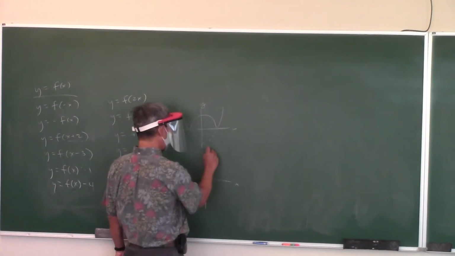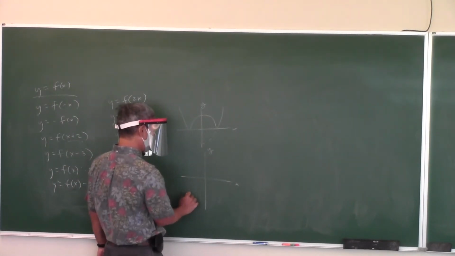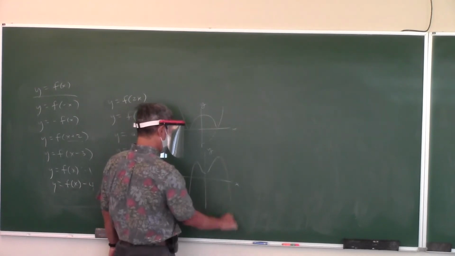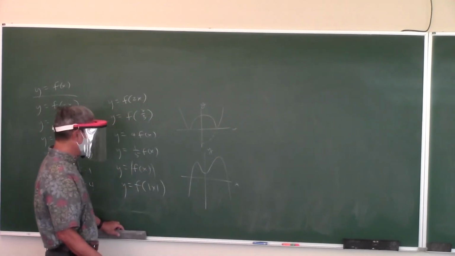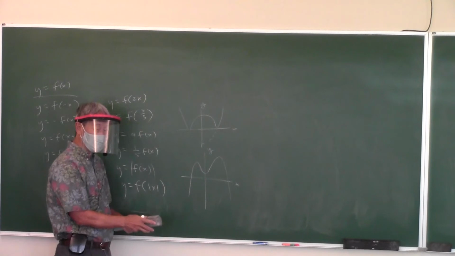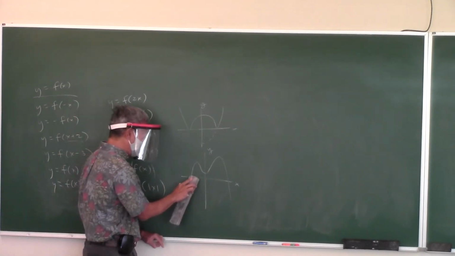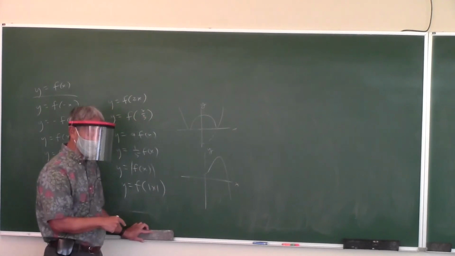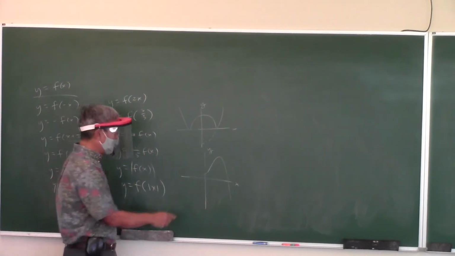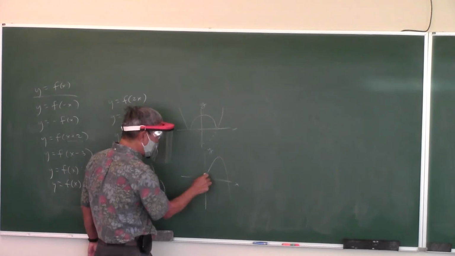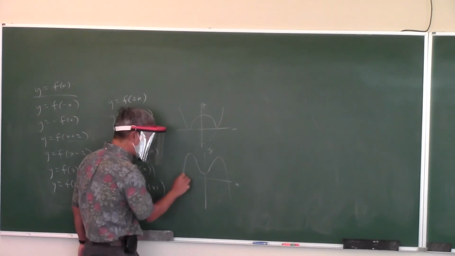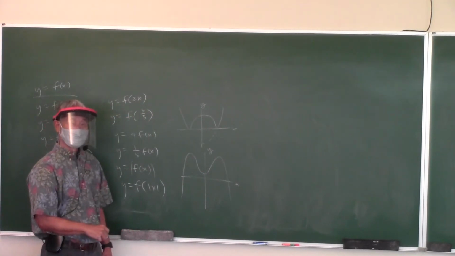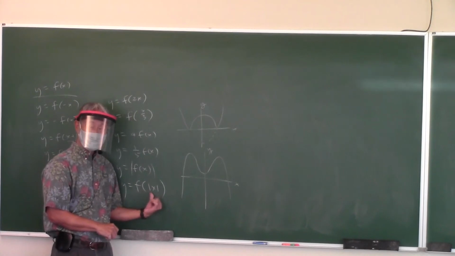Okay, so suppose you have a function that looks like this. If the absolute value is only on the x, you erase everything to the left of the y-axis. It's just gone now. And then whatever's on the right, you keep it, and then you reflect whatever's there about the y-axis. That's how you graph this. Does that sound familiar now?